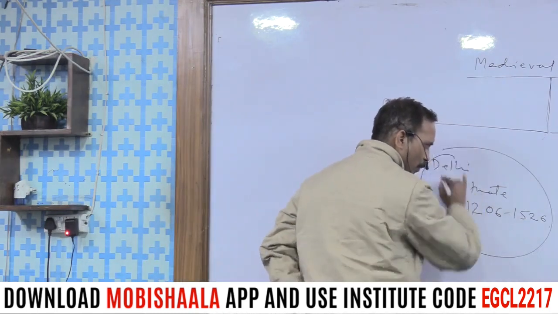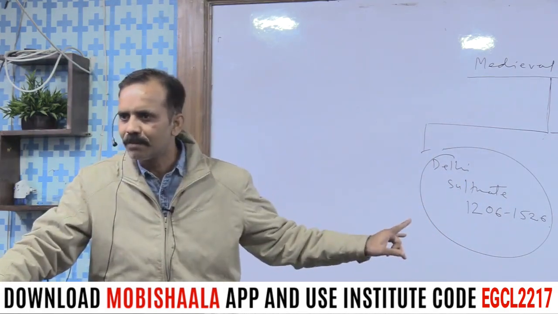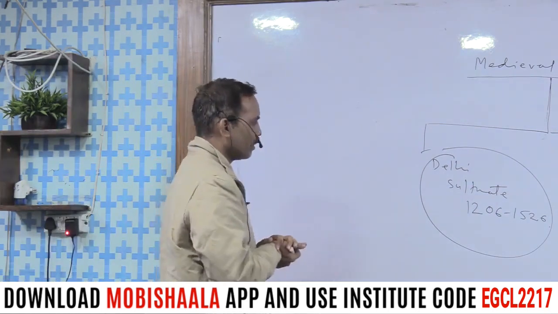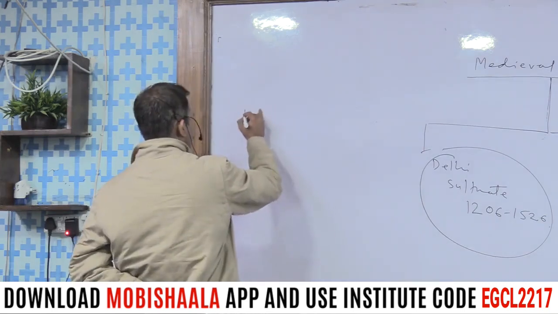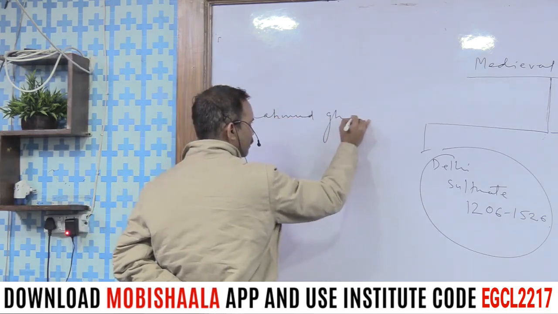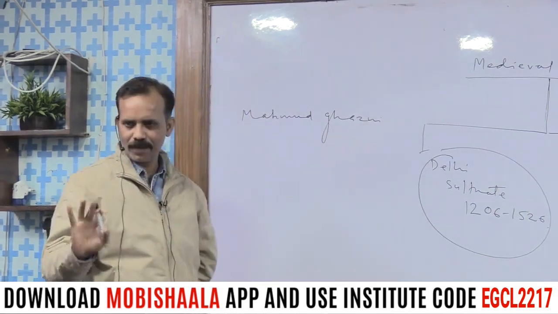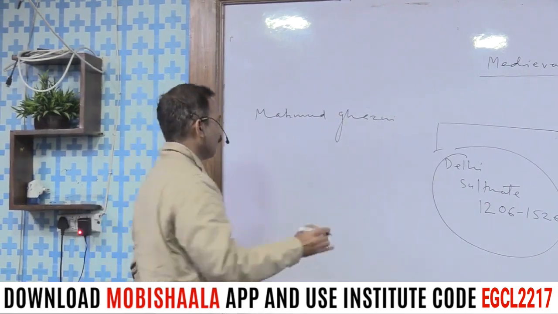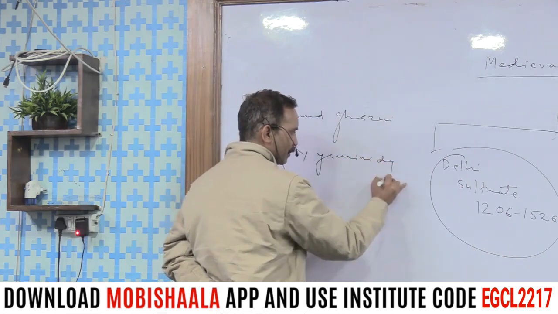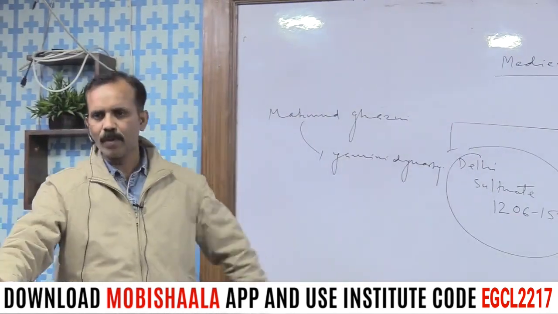Means, first of all, we have to focus on those backgrounds which became instrumental to create Delhi Sultanate in 13th century. Listen first and then write. This man was Mahmud Ghazni, okay, from Afghanistan. He belongs to Yamani dynasty. He was Turkish.